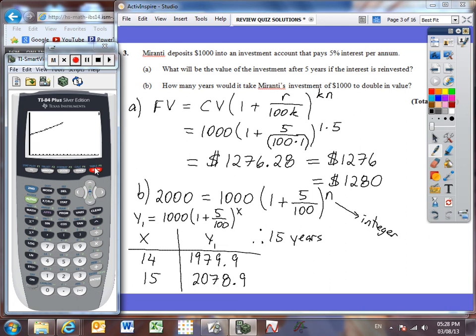Here's our curved function. This is her money that's growing. And then there's the $2,000 that she wants it to grow up to. And the intersection between these two curves will represent the number of years that it took for that money to grow. So we'll say second trace. In order to access the calculate menu, we'll come down to option 5, intersect. Yes, this is our first curve, so we'll press enter. Yes, the 2,000 is the other side of the equation, so we'll press enter. And then we'll move the cursor fairly close to that intersection point, and press enter as our guess.